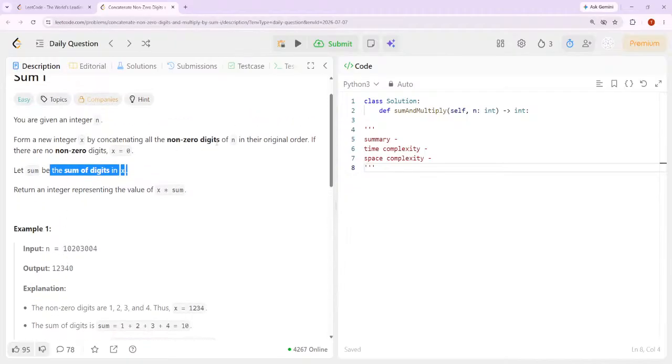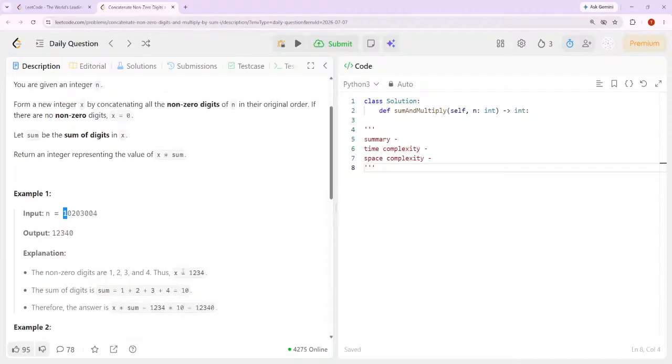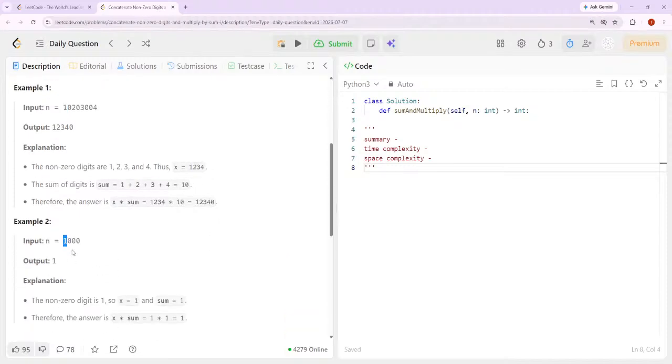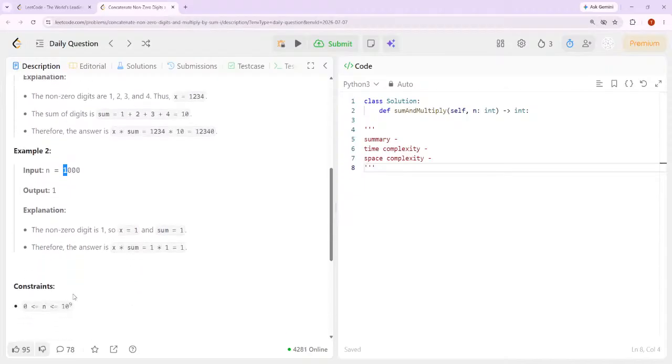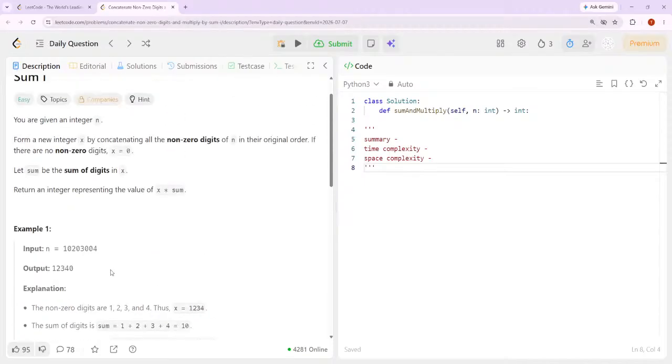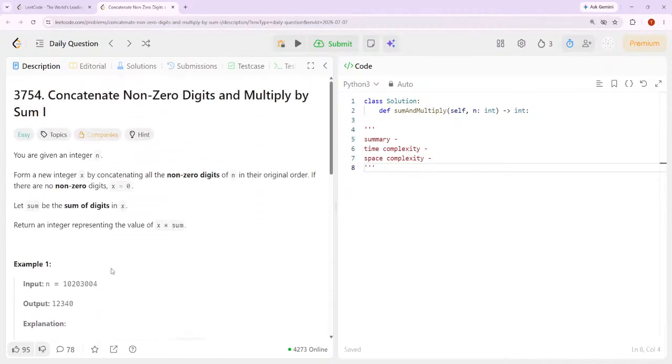So concatenate all the non-zero digits of n in the original order. So you're concatenating 1, 2, 3, 4. And then you're multiplying that by the sum of these digits, which is 10. Okay, so 1 is the concatenation of non-zero digits, and then 1 is the sum of the digits, so 1 times 1. And n is up to 10 to the 9th, so it's up to basically 9 digits.